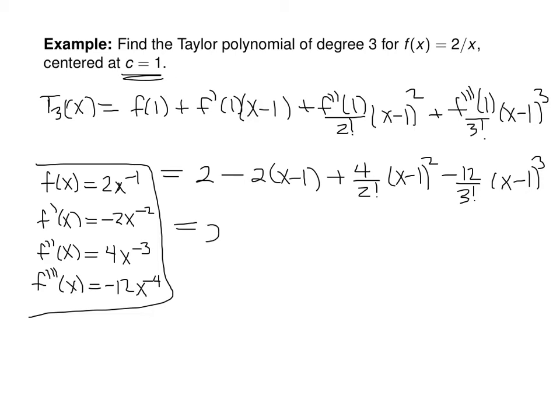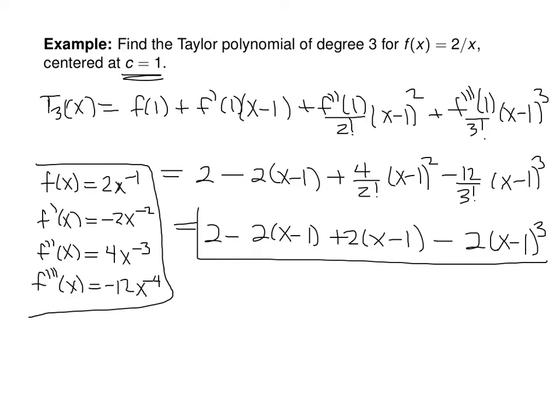Now notice that some stuff can cancel. We'll have 2 minus 2 times x minus 1. 2 factorial is just 2. 4 divided by 2 is positive 2. And the next term, 3 factorial is 6. 12 divided by 6 is negative 2. So negative 2 x minus 1 cubed. So also the coefficients there are flip-flopping between positive and negative 2.